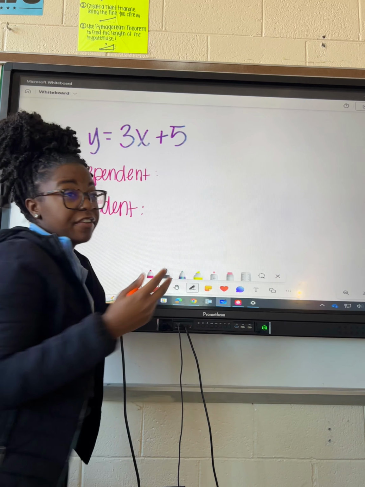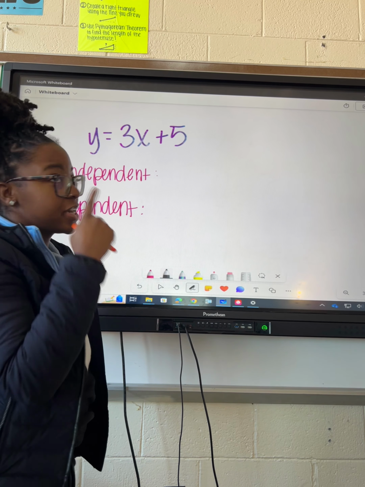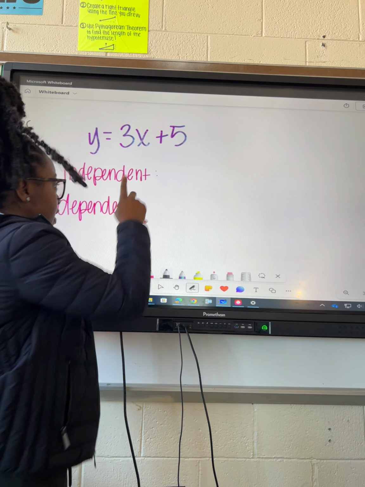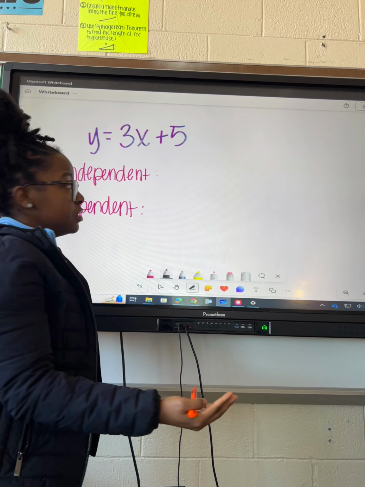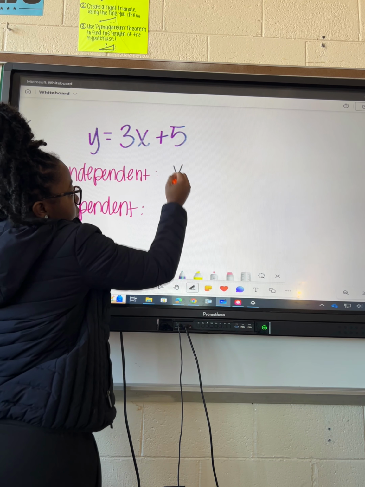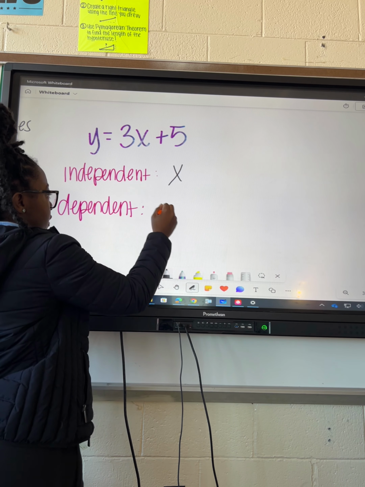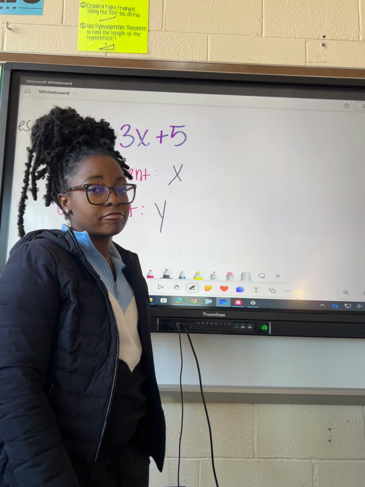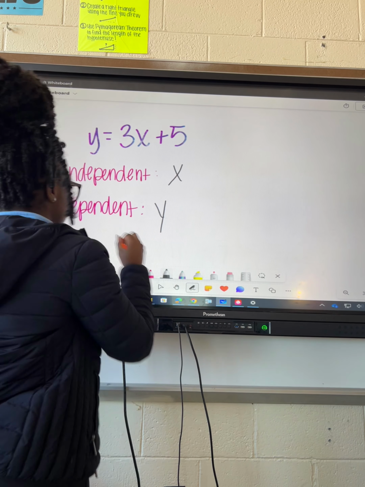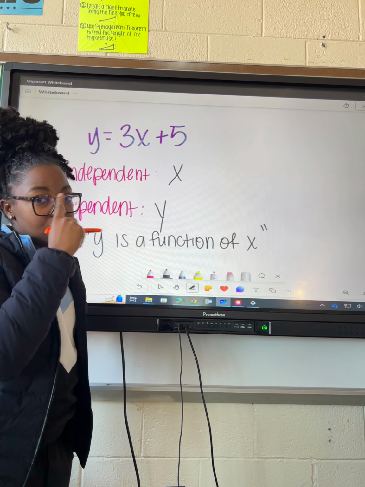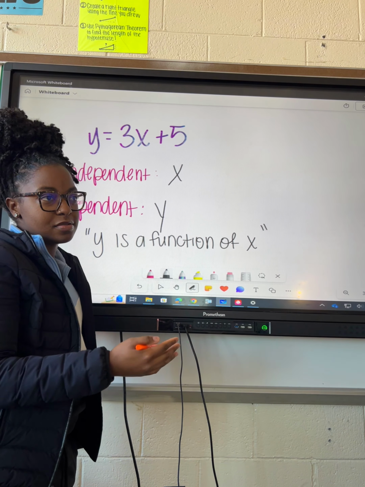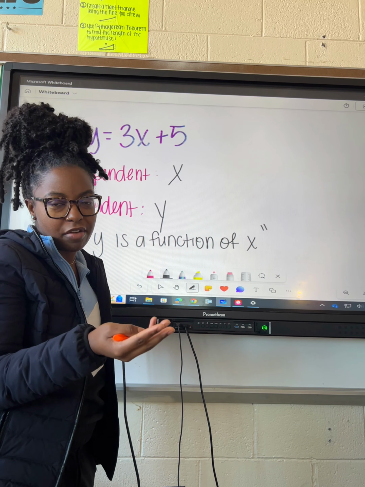Just in case, if I have the equation y equals 3x plus 5, remember your independent is what you plug in. Your dependent is the answer. So my independent is x, dependent is y. And then y is a function of x. Nothing's changing. We're just using variables as our variables instead of words as our variables.